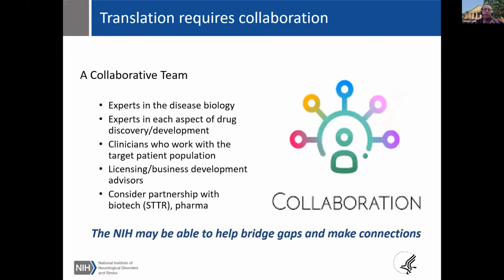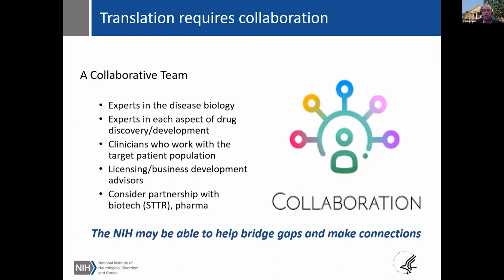Translation requires collaboration. A collaborative team includes experts in disease biology, experts in each aspect of drug discovery and development, clinicians who work with target patient populations, and licensing and business development advisors. You can consider partnership with biotech and pharma, as well as small business programs like STTR and SBIR, which can combine all these things together. But as we said, the NIH will hopefully be able to help bridge some of these gaps and make these connections.